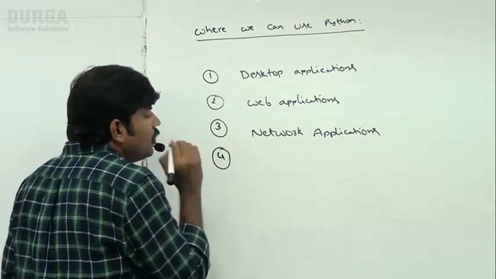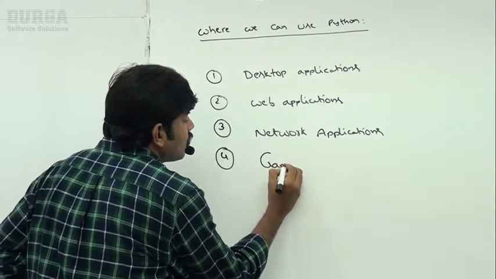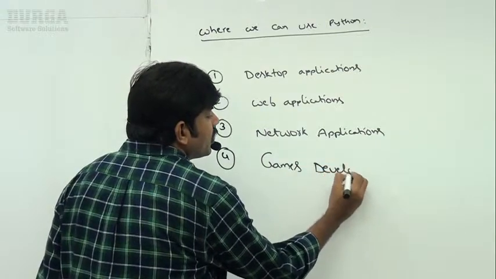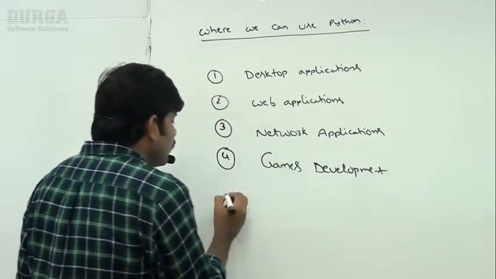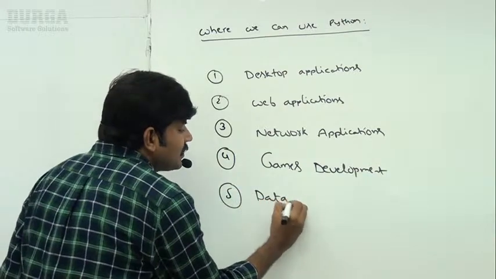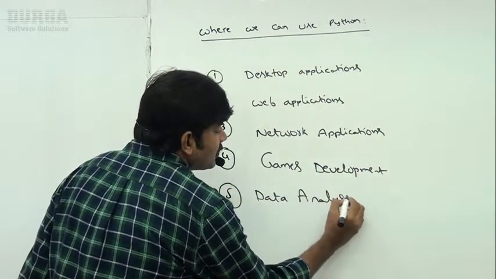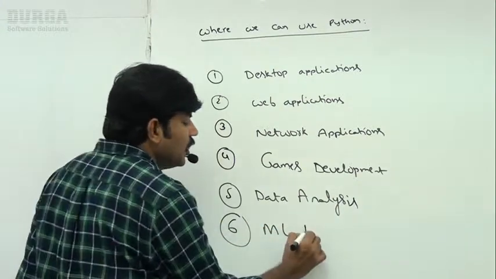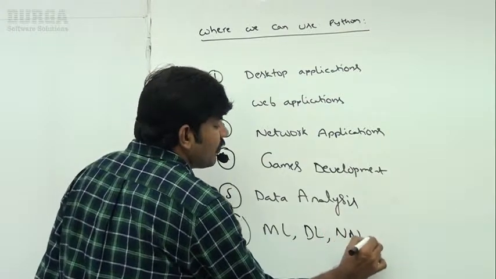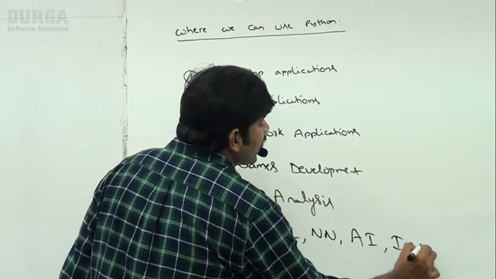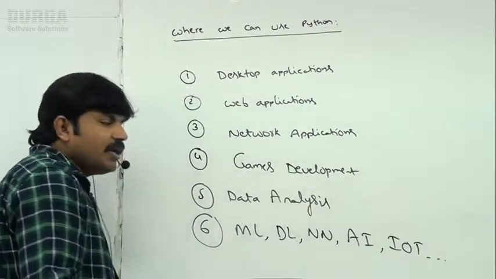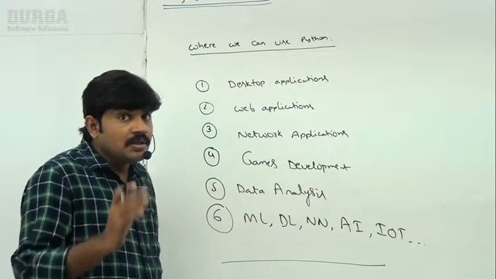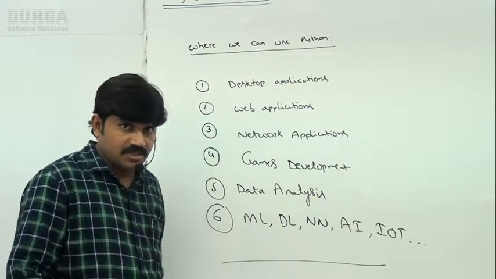Next, we can develop games also. There are several modules available for game development, and we can happily use the Python programming language. Next, data analysis applications, machine learning applications, deep learning applications, neural networks, artificial intelligence, IoT applications. Everywhere we can happily use the Python programming language. So that's why it is a general purpose programming language. Clear for all of you, right?